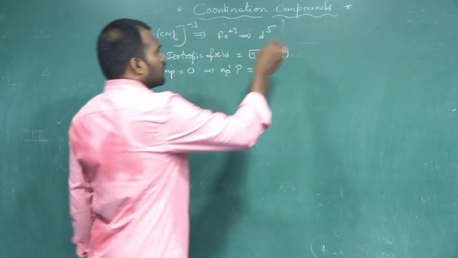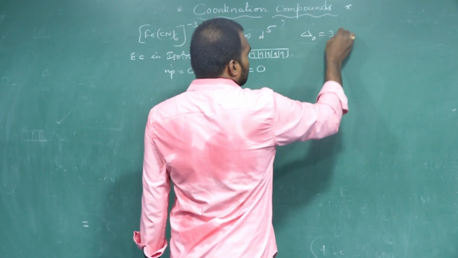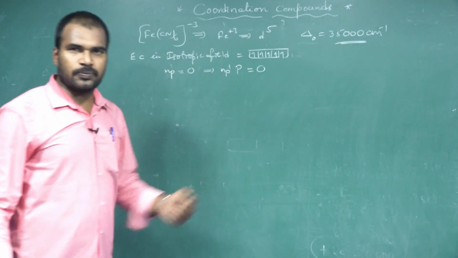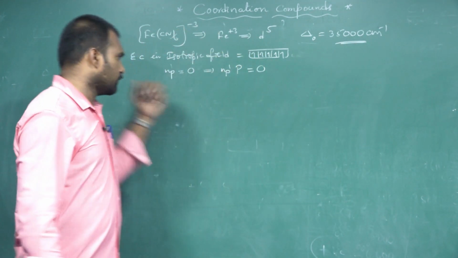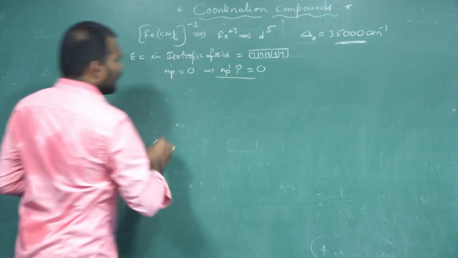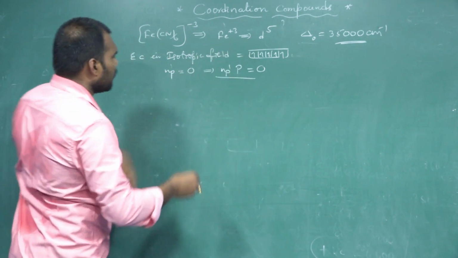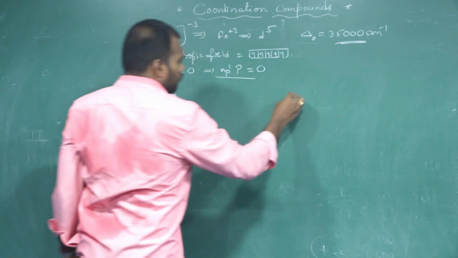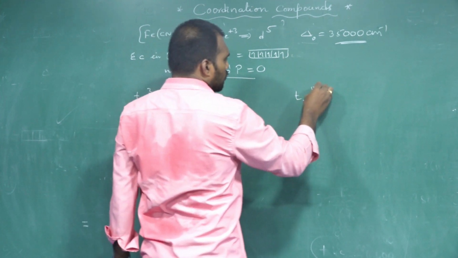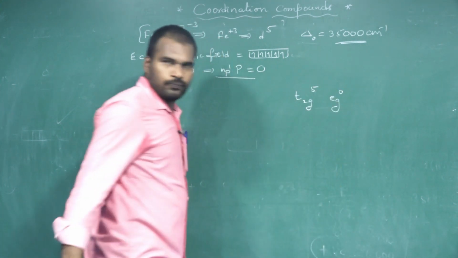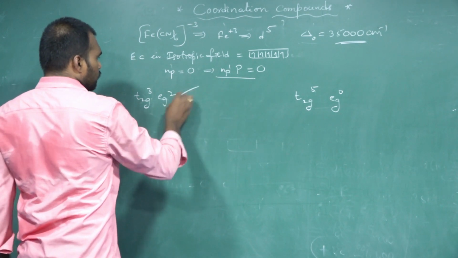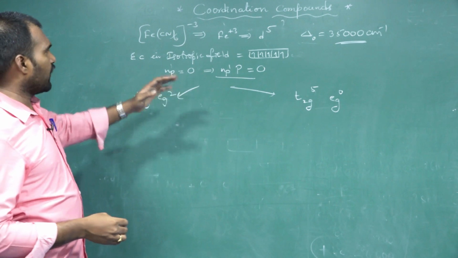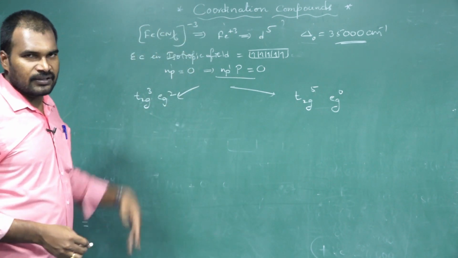And for this complex, the delta O value is 35,000 centimeter inverse. Already we discussed, it is a strong field again. Its splitting energy is more compared to the previous complex. So what are the two configurations for d5? It can be either t2g3 eg2 or t2g5 eg0. Among these two configurations, which is the correct configuration for the central metal ion present in the above complex?